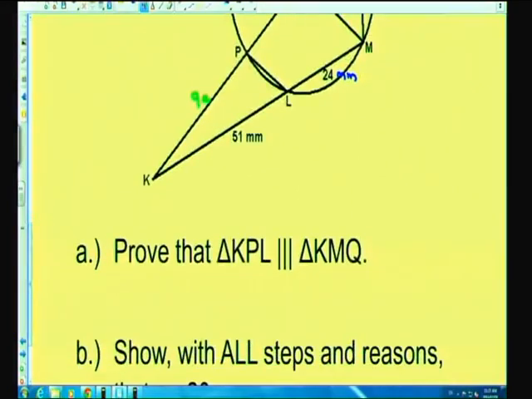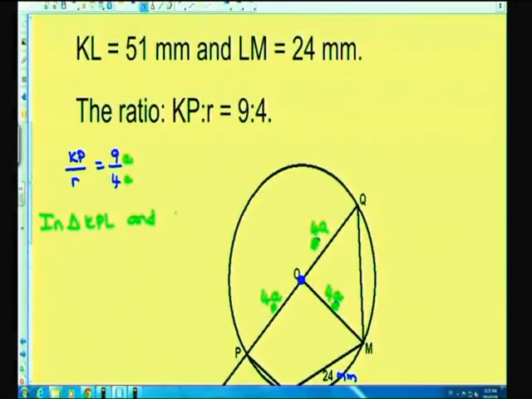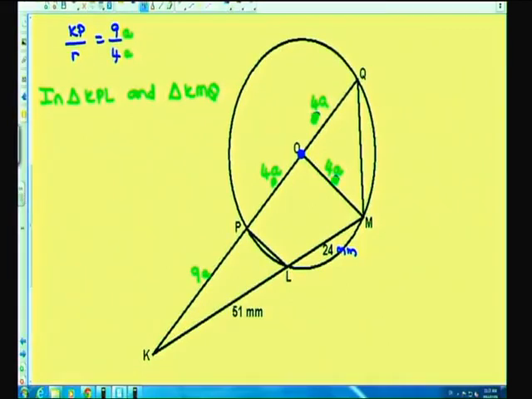Prove that in triangle KPL and KMQ are similar. Now remember the cheat I told you about? This could be very useful. Let's highlight our triangles first of all. So KPL, let's put little tracks on that. And KMQ is the big guy. So let's highlight him completely. So KQM.